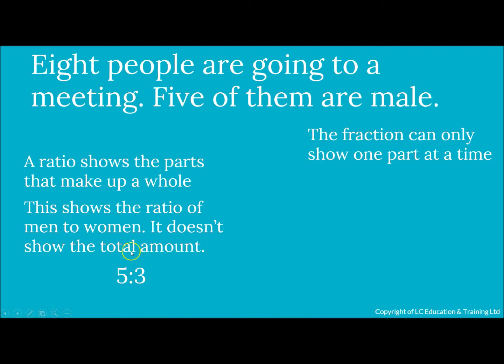A fraction can only show one of the two parts at once, but what the fraction shows is the whole or total amount. So the fraction can only show the part, in this case males, out of the whole, which is 8. It can't show us the other quantity, so it can't show the breakdown of the different quantities. It can only show us one part compared to the whole. So if you remember back to your lesson on fractions, we always talk about part out of a whole, whereas with ratio, we're talking about parts compared to each other.